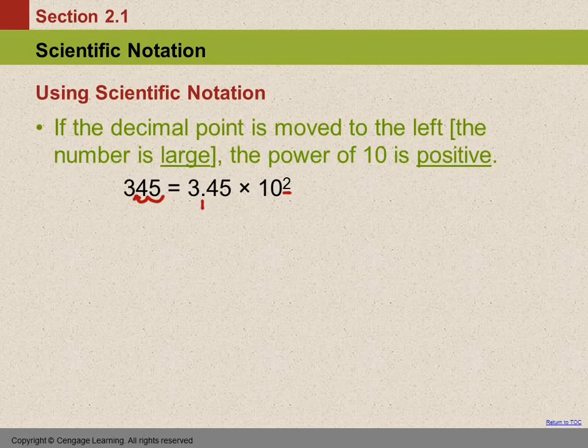So the way you remember positive, negative is you look at the number that you started with, 345. So if somebody gave you $345, would you be happy? I'd be happy. It's not a ton of money, but hey, it's more than I had before, right? So someone gives you a large amount of money, you have positive feelings about that, right? Large number has a positive exponent.